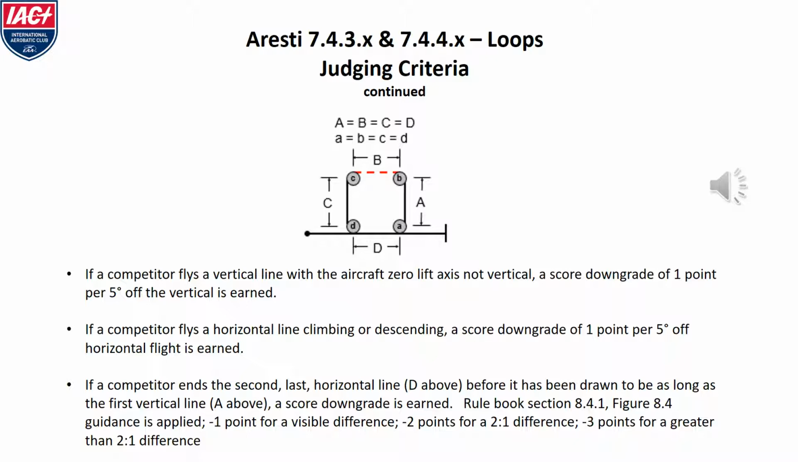If a competitor flies a vertical line with the aircraft zero lift axis not vertical, downgrade the score 1 point per 5 degrees off vertical. If the competitor flies the horizontal line, climbing or descending, downgrade 1 point per 5 degrees away from horizontal flight. The competitor must fly that last horizontal line, shown as D, until it is as long as the first vertical line. If it is not, there is a score downgrade.